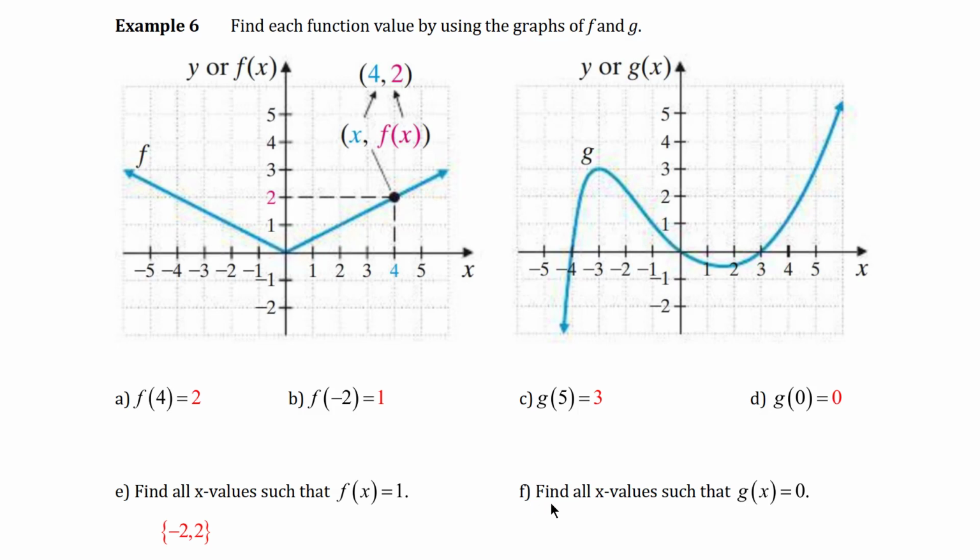For part F, we need to find all the x values such that g of x is equal to 0. So we need to find all of the x values that correspond to a y value of 0. Starting at the y value of 0 on the y-axis of the graph of g, you could see here that x equals 0 corresponds to the y value of 0. We also have x equaling -4 corresponds to the y value of 0, and we have x equaling 3 corresponding to the y value of 0. So we write our final answer as a set of curly brackets, and we have -4, 0, and 3 on the inside.